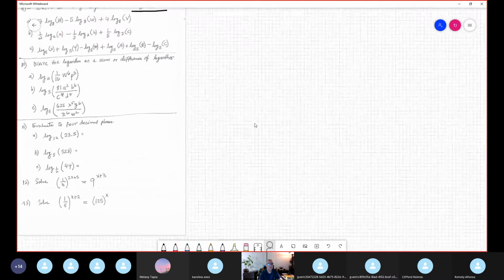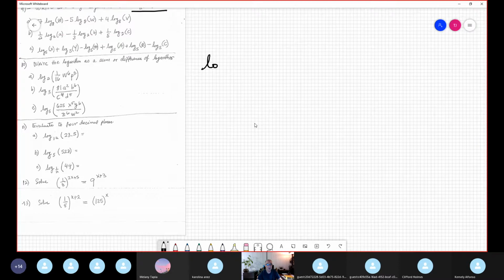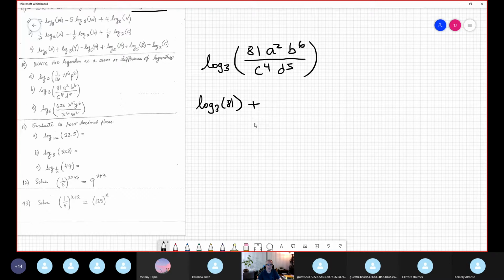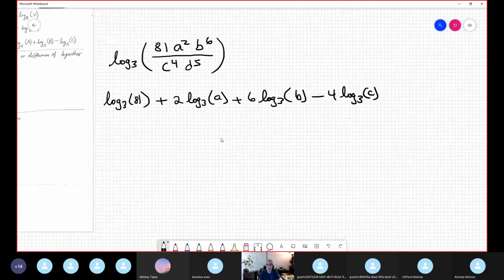Suppose logarithm base 3 of 81 a squared b^6 divided by c^4 d^5. Expand. Logarithm base 3 of 81, plus, because it's times in the top, 2 times logarithm base 3 of a, plus 6 times logarithm base 3 of b, minus 4 logarithm base 3 of c, minus again, everything in the bottom is minus, 5 logarithm base 3 of d. But leave it like that. No, you need to compute logarithm base 3 of 81.